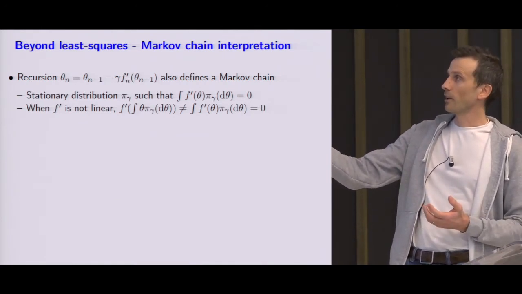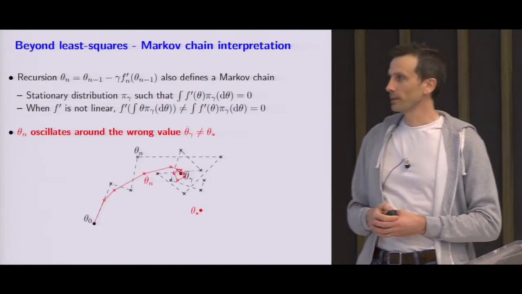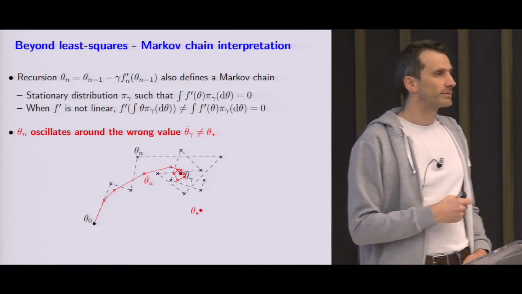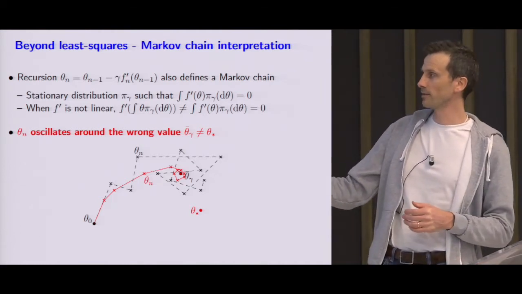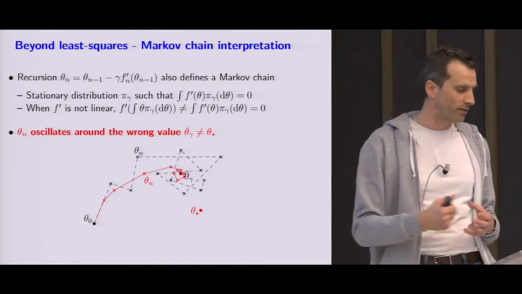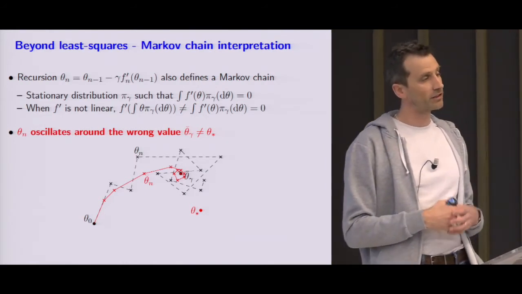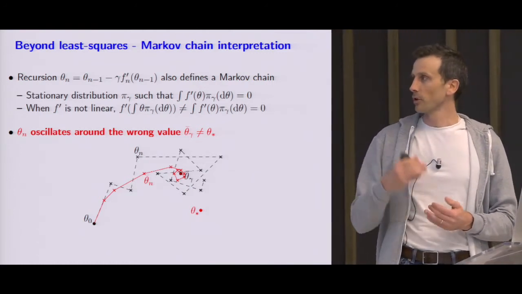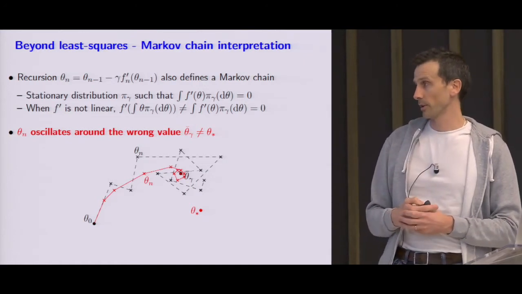And hence that gradient here is not zero. This means that my iterates oscillate around the wrong value. So I'm going to converge quickly to the wrong value. This is the optimal value, and I converge on the side. This was known from before by several authors: constant step size stochastic gradient is not convergent. You converge away from the optimum. So from the start, constant step size will only work directly for least squares.